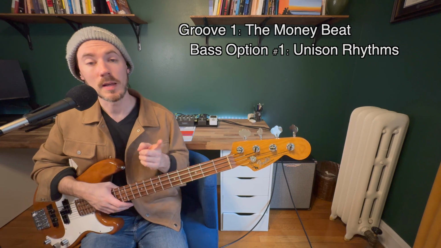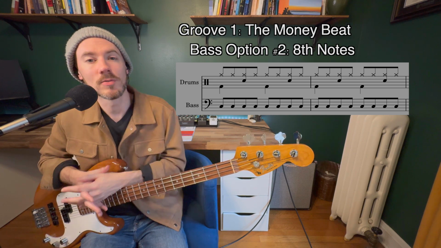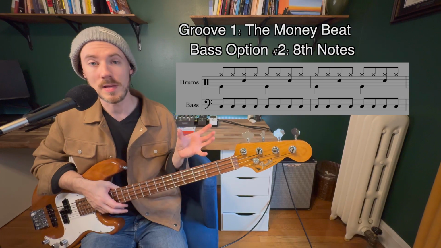All right, so what can a bassist do over a money beat? Number one, they can play some kind of unison rhythm. Number two, they can take it in more of a rock direction by playing eighth notes. Let's listen to a different money beat.